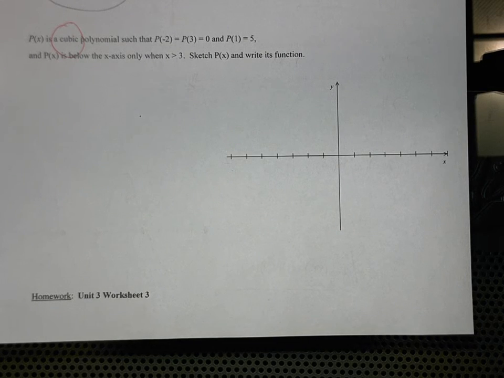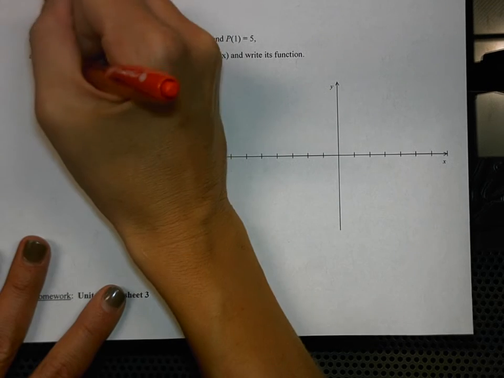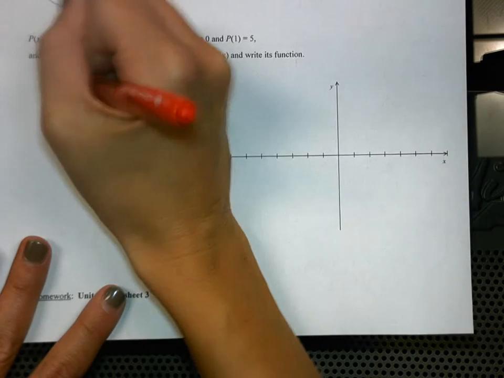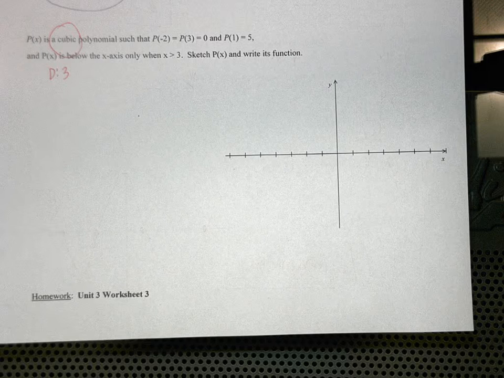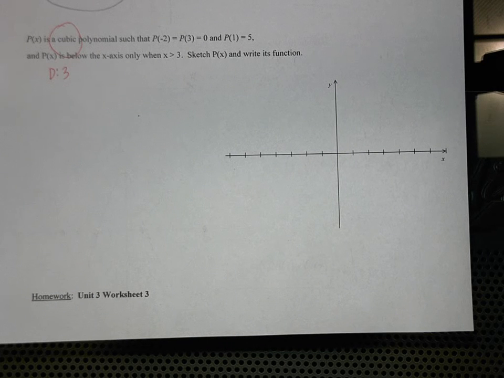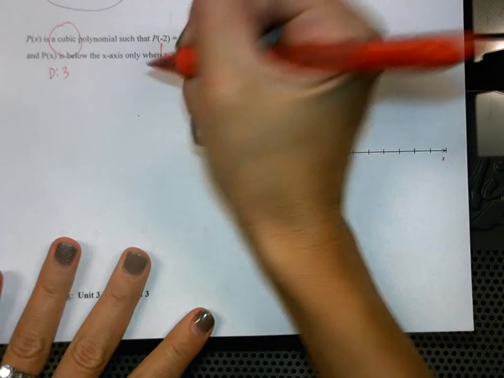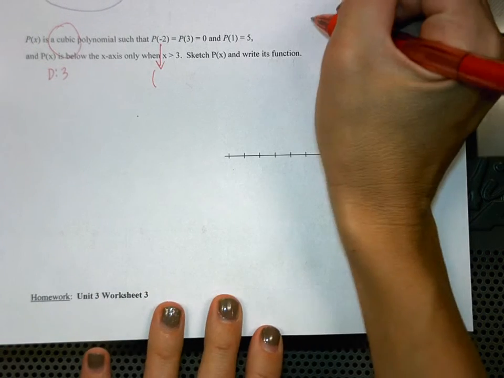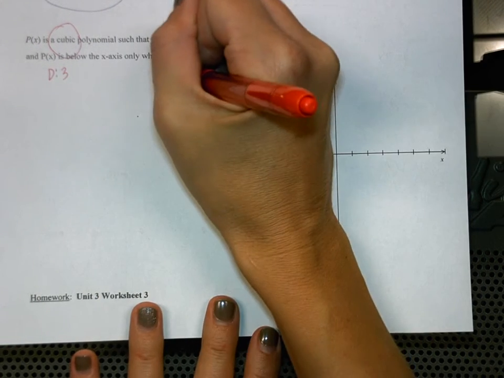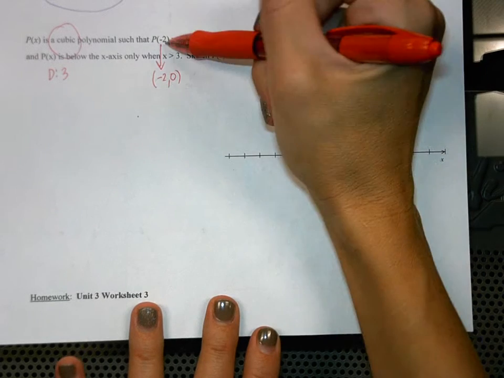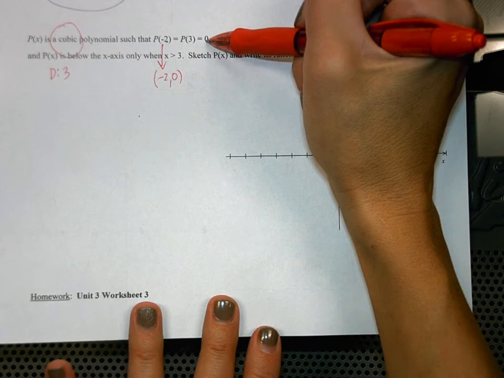Okay, so cubic, first of all, the degree would be what? 3. Okay. Now, it says the polynomial such that p of negative 2 equals p of negative 3, or p of 3 equals 0. Okay, these are basically ordered pairs. So this p of negative 2, what that means is negative 2, comma 0. So if you plug in negative 2, you end up getting 0 as an answer.